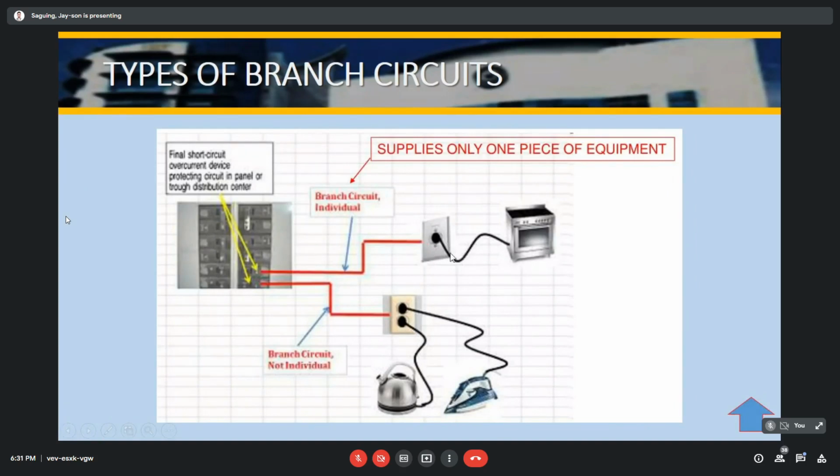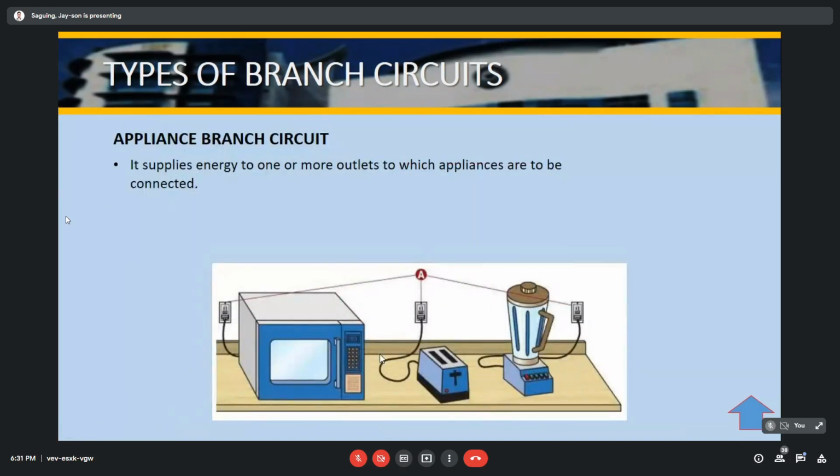sa utilization equipment. Pag duwa gani siya, dili siya ginatawag nga individual branch circuit. So branch circuit, not individual. Appliance branch circuit. It supplies energy to one or more outlets to which appliances are to be connected. They supply fixed electric equipment such as refrigerators, washers, and other large appliance and electrical devices.